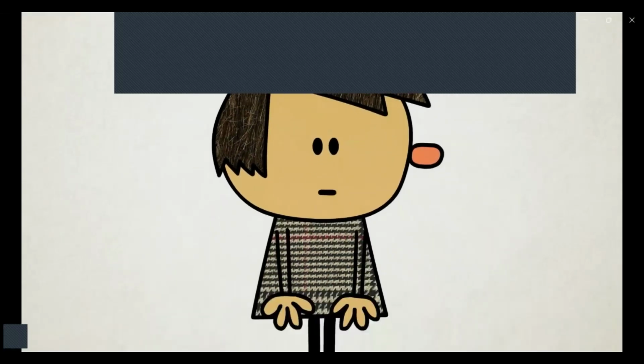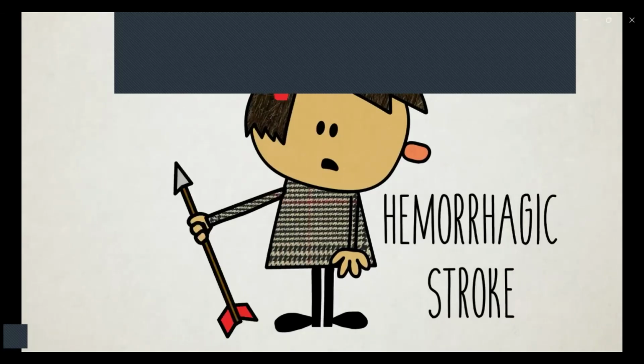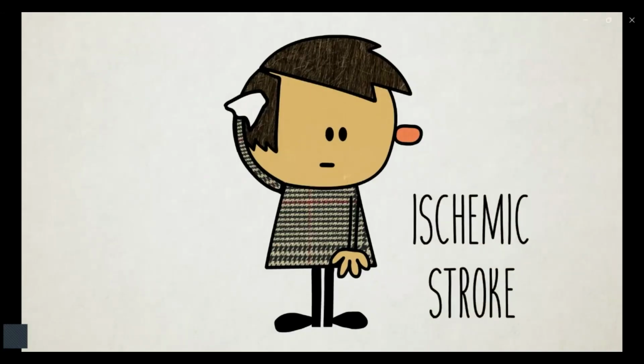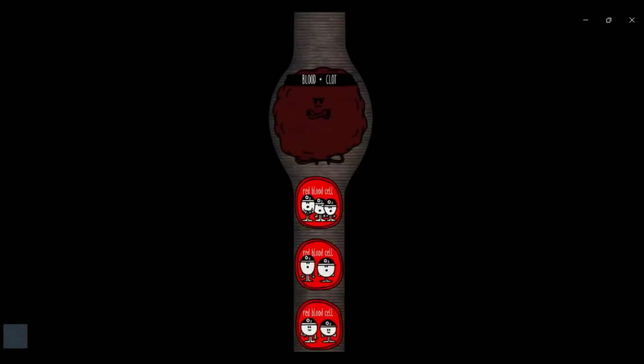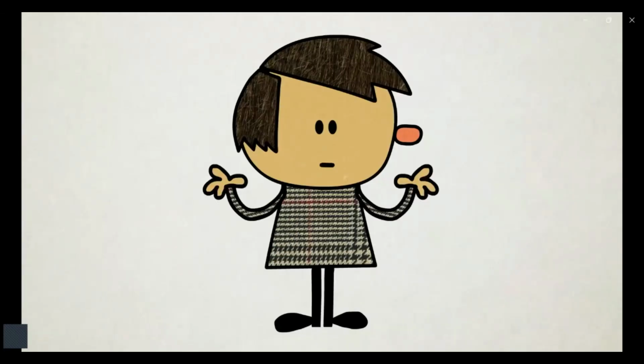There are two ways this can happen. Hemorrhagic strokes are when a perforated vessel allows blood to leak out. But the more common type is the ischemic stroke, when a clot blocks a vessel and brings blood flow to a halt. Where do these clots come from?